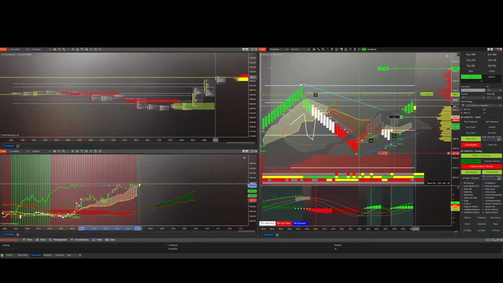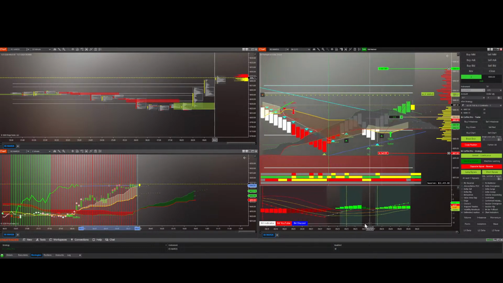Areas we got to watch out for. We need to watch out for here, the bracket. I'm going to zoom in on this.